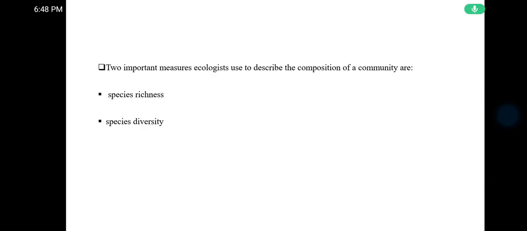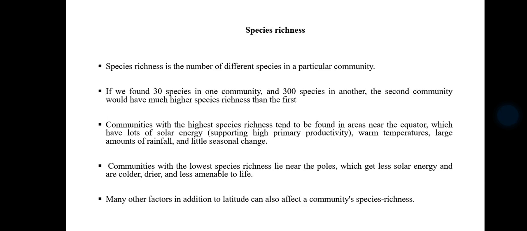Community structure. Two important measures ecologists use to describe the composition of a community are species richness and species diversity. Species richness is the number of different species in a particular community. If we found 30 species in one community and 300 species in another, the second community would have much higher species richness than the first.